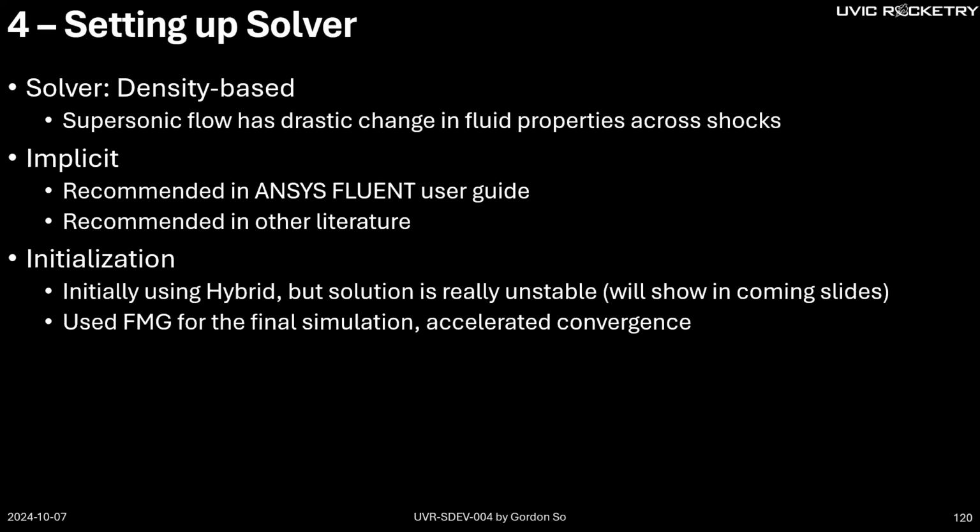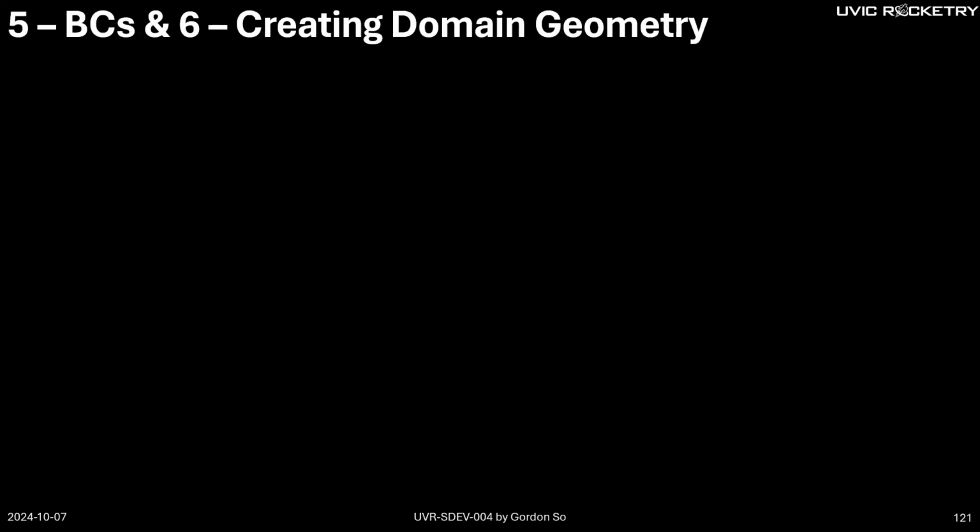For initialization, initially I tried to use hybrid because that's an easy setup. But I found the solution is really unstable. So I use FMG in the end, which is really good because it helps convergence, and I am able to hit convergence in most of the cases. Next we look at the boundary conditions and how I created the domain geometry.